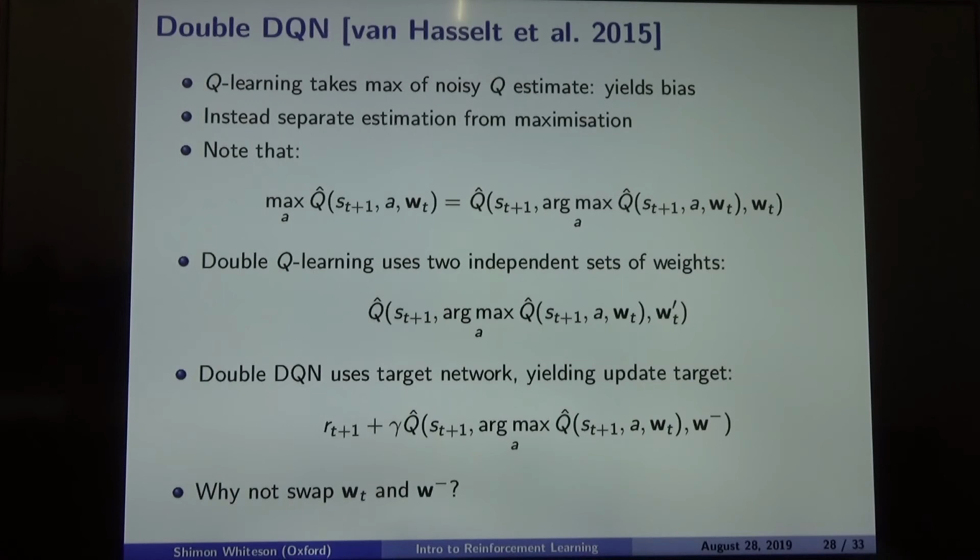So, imagine you take a maximization over a bunch of those actions, and some of those actions happen to be overestimated because of these random fluctuations. Well, you're going to be biased towards those actions.